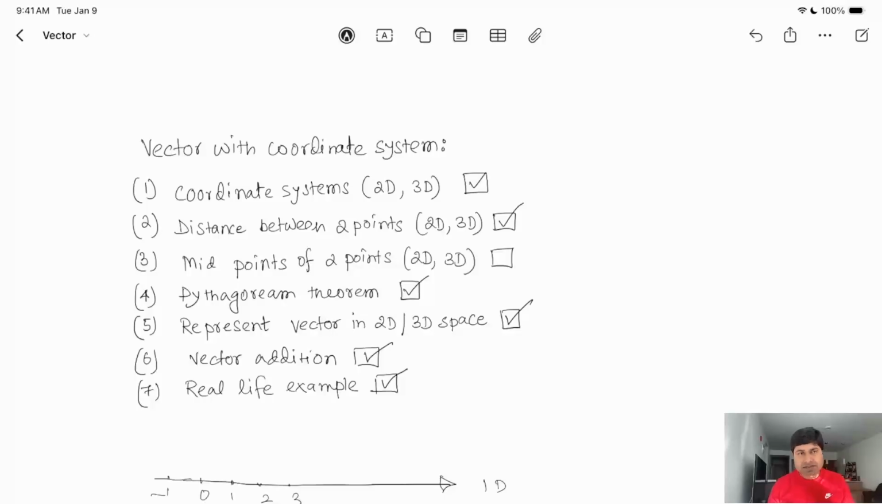There are a few examples where we can see how vector products are applied, like dot product and cross product, but those need some physics concepts first to understand and then apply. So we're keeping them for the next video.